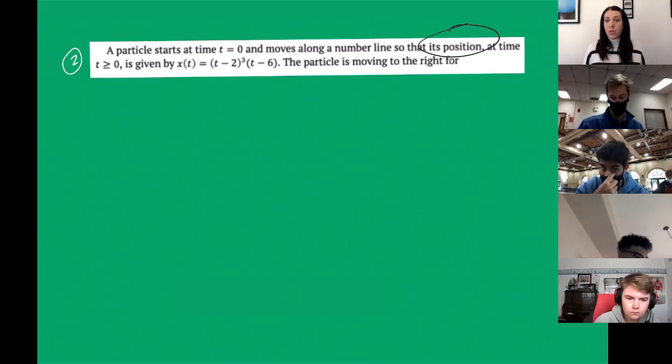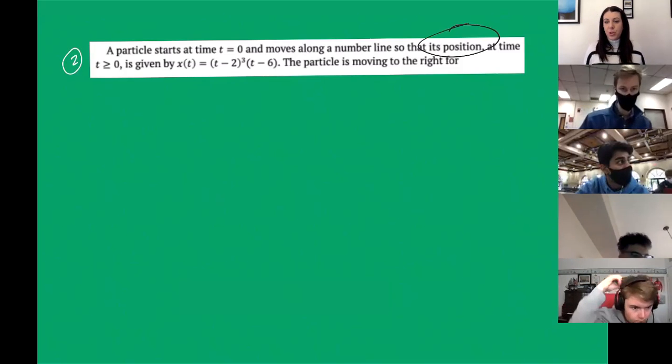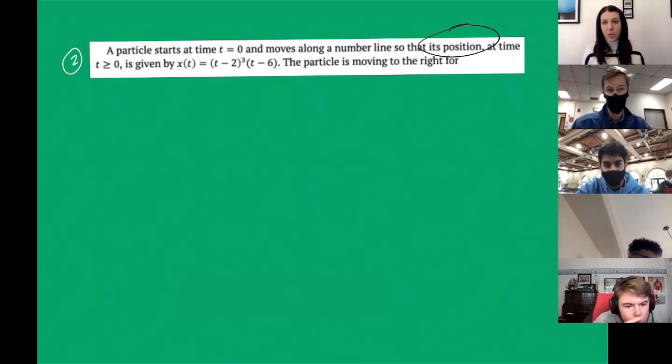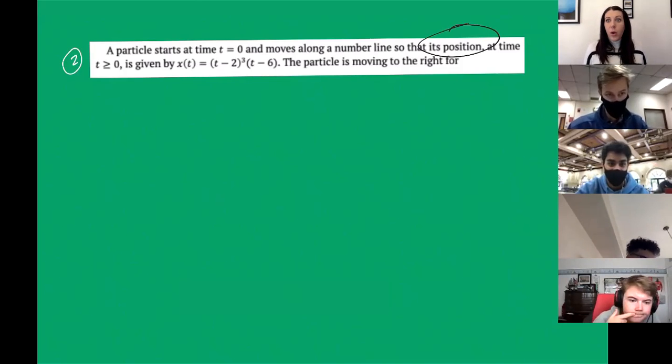The particle is moving to the right 4. And then it gives us some time options. I just removed the multiple choice here because we can figure this out without the multiple choice options. Okay, quick question that we should think about before we literally do anything.